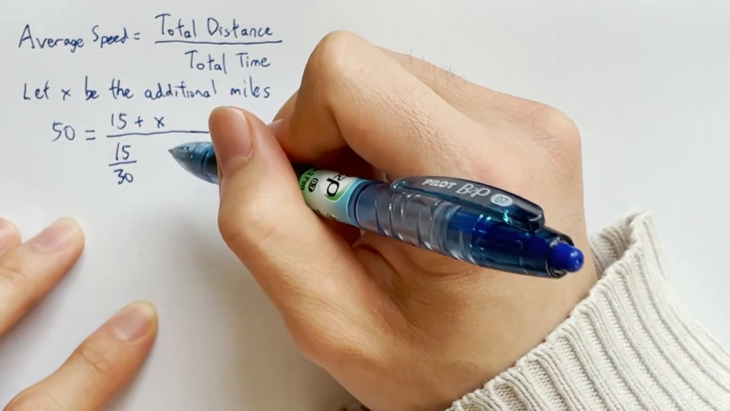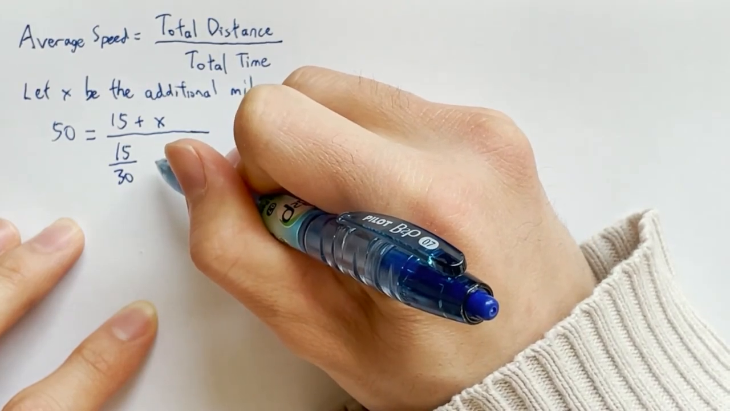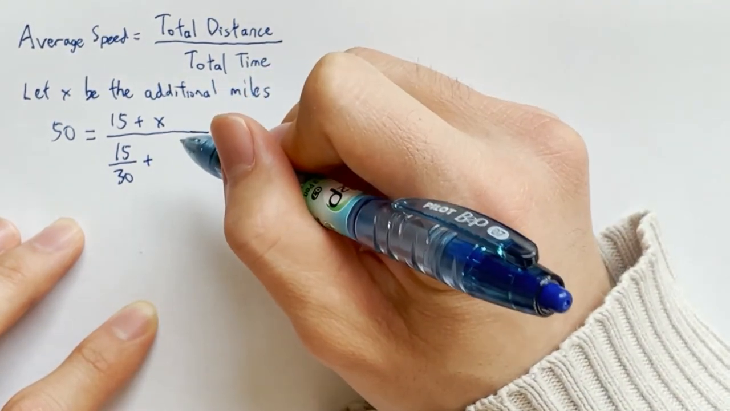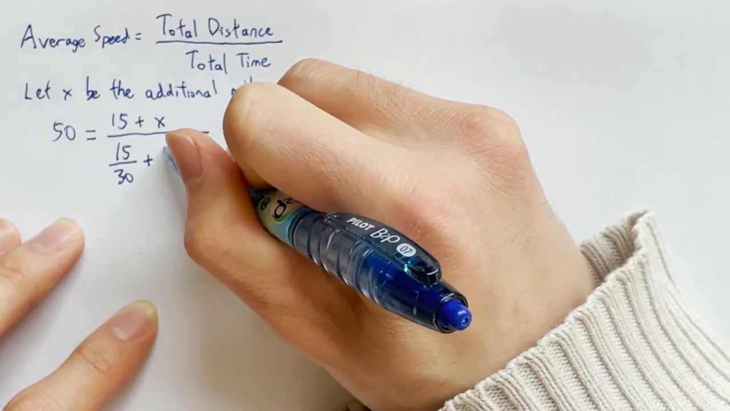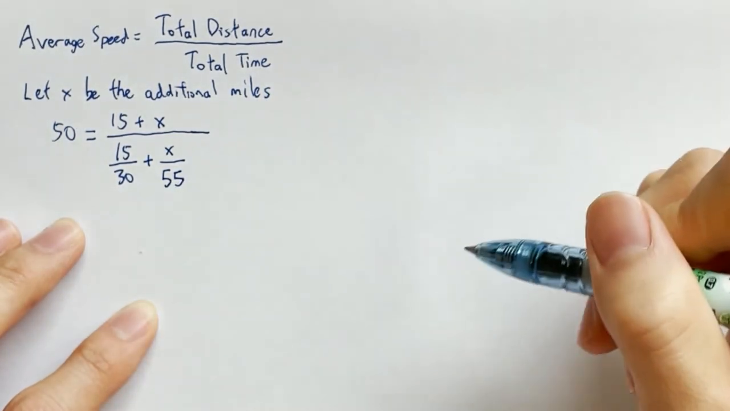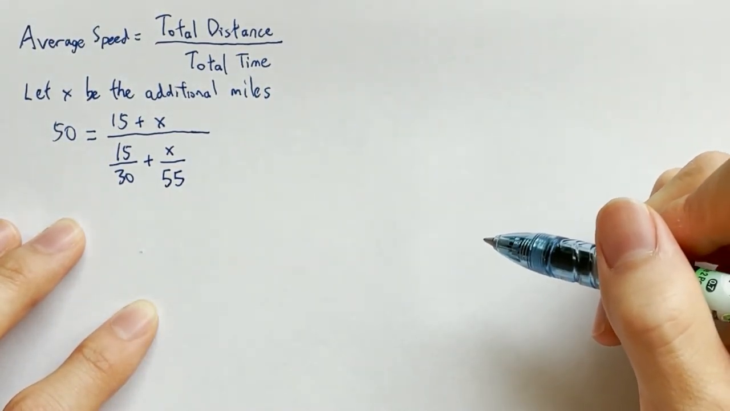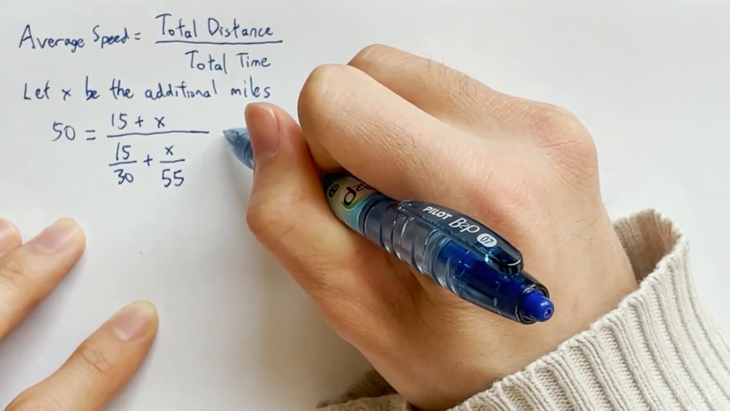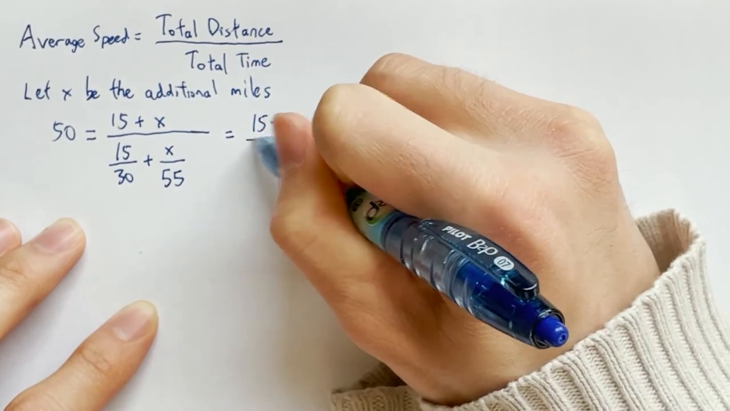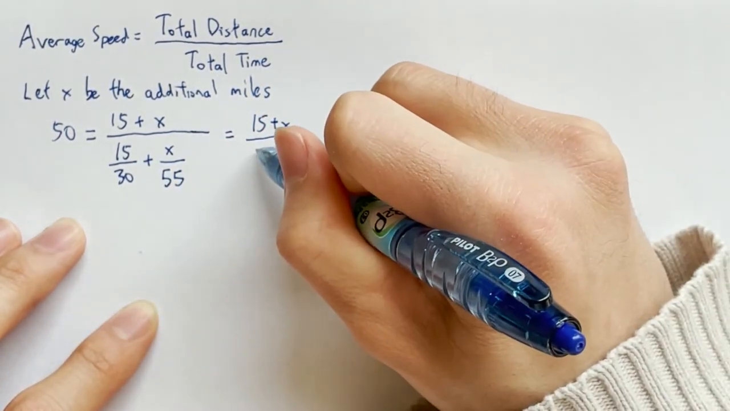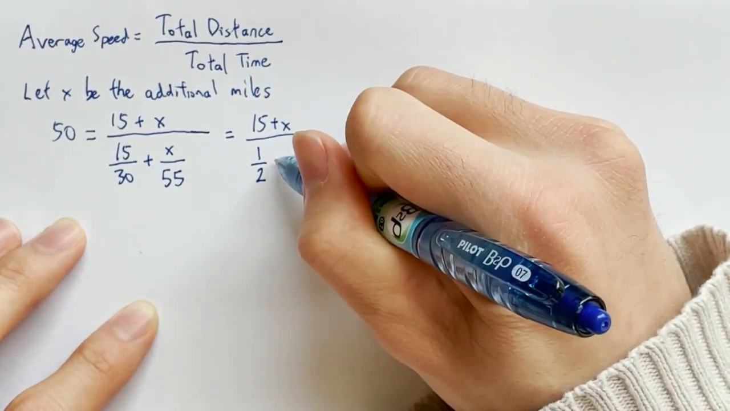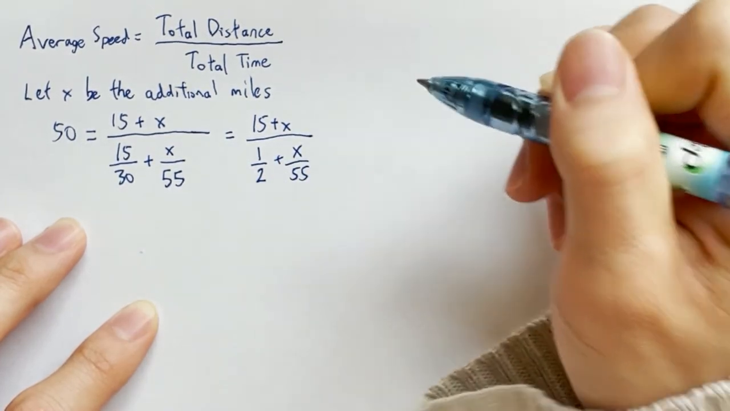So that's the initial time for what he already traveled, and now we need to calculate how much time he will travel the additional miles. So we can add on the additional time here, which would be x divided by the speed that he will go at, which is 55. So now we have an equation in terms of x. And the first step here is I'm going to simplify some of these constants. So here we have 15 plus x, which doesn't change. And then 15 over 30, I know that equals 1 over 2 after we divide the numerator and denominator by a factor of 15. And the x over 55 stays as is.